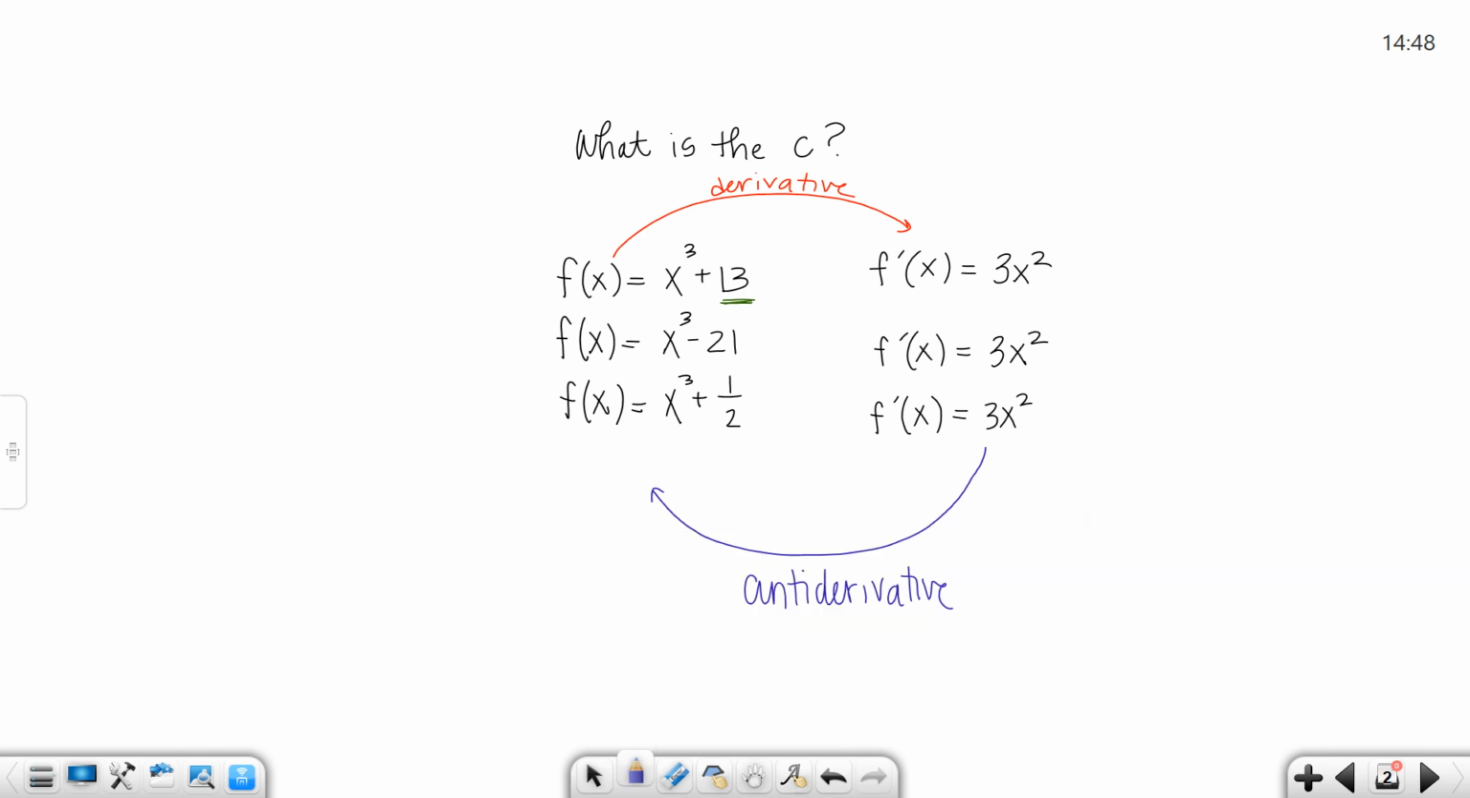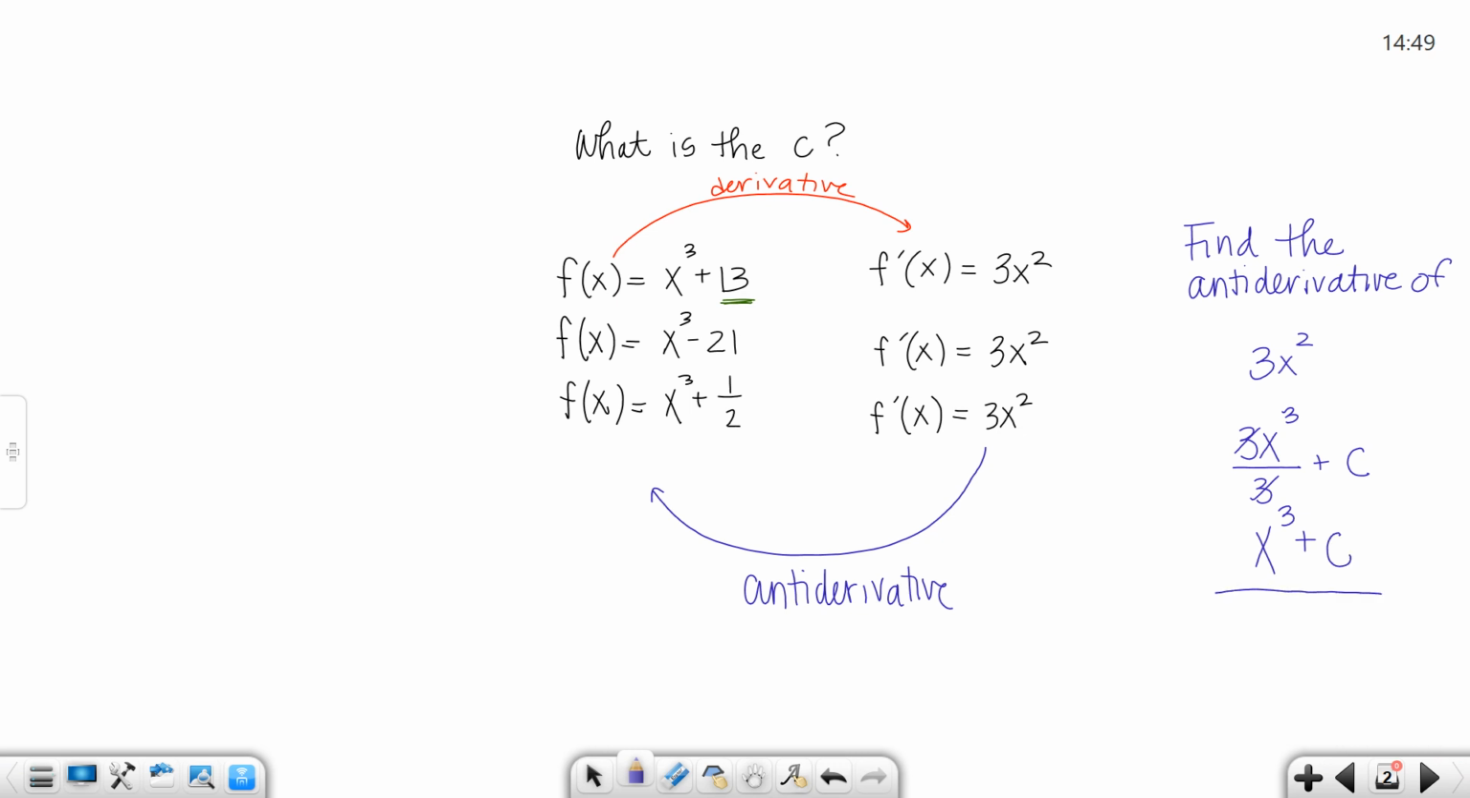Now, let's say you went in the direction of the blue arrow. If you actually found the antiderivative of 3x squared, you use your power rule that you saw on the previous screen. That would be 3x to the 3rd over 3 plus c. The 3's cancel out, and so that would give you x to the 3rd plus c. This here is called the general antiderivative.